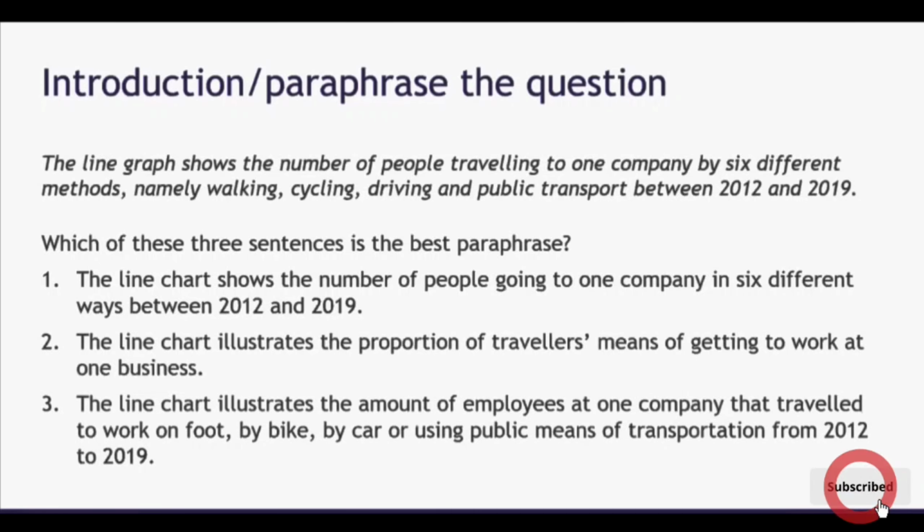Option 1. The line chart shows the number of people going to one company in 6 different ways between 2012 and 2019. Option 2. The line chart illustrates the proportion of travelers' means of getting to work at one business. Option 3. The line chart illustrates the number of employees at one company who travel on foot, by bike, by car, or using public transport from 2012 to 2019. Examine the question below and select the best paraphrase.